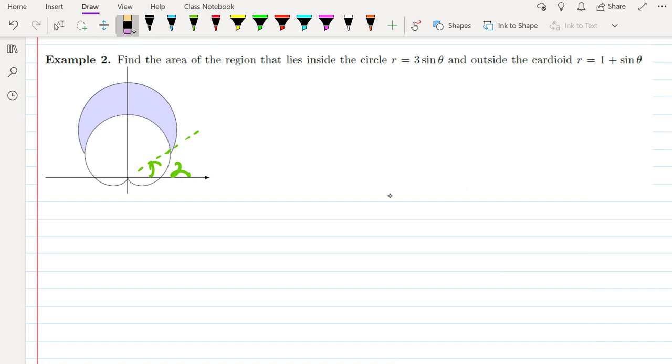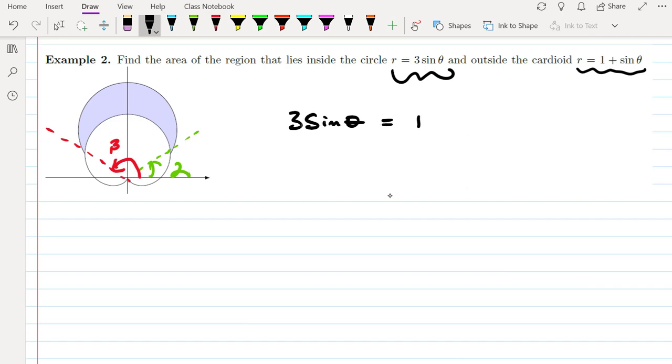I can draw a straight line. Apparently not. Let's try that again. This angle beta, where these two things intersect. So in other words, we need to know when does this equal this. So we need to solve 3 sine theta is equal to 1 plus sine theta.